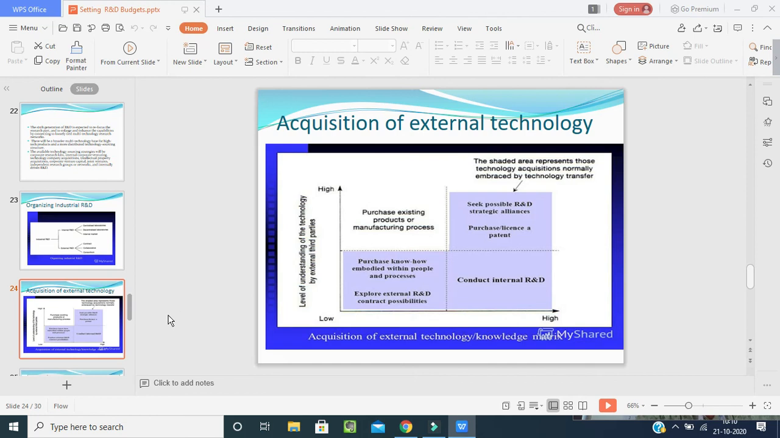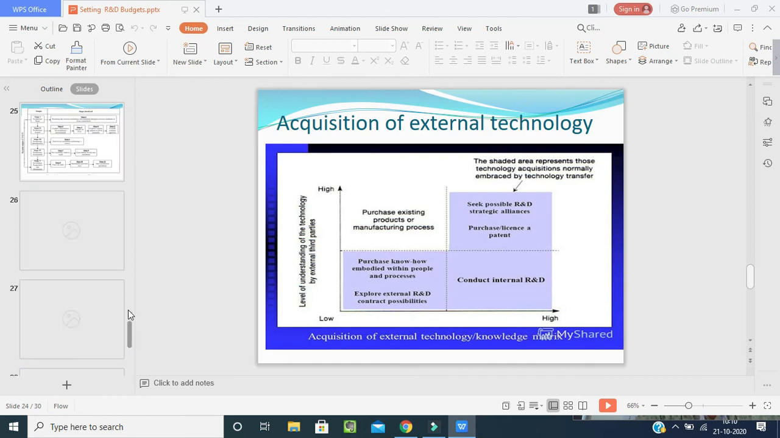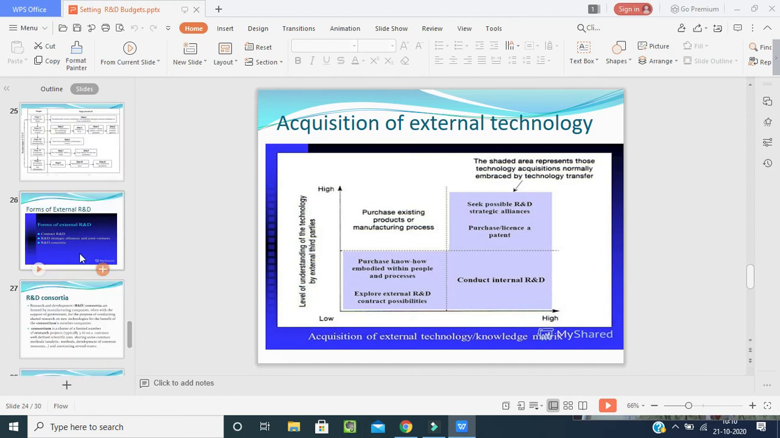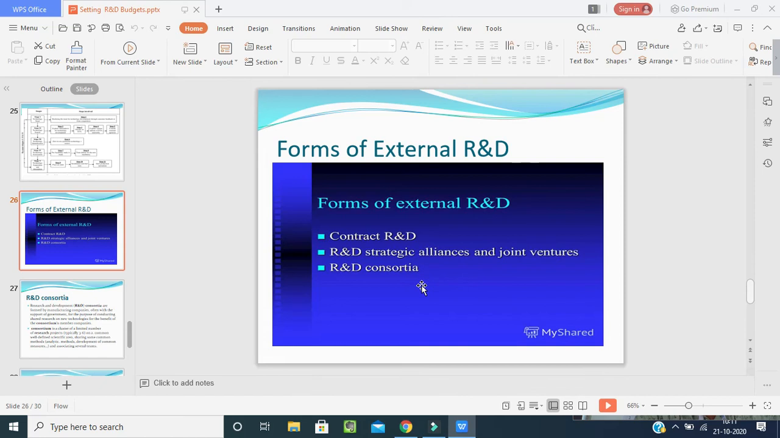That is very important. So this is called the acquisition of internal technology. Coming to the forms of external, as we are discussing what we mean by external R&D, we'll focus on it. The first one is contract R&D, then R&D strategies, alliances, and joint ventures, and then R&D consortium.